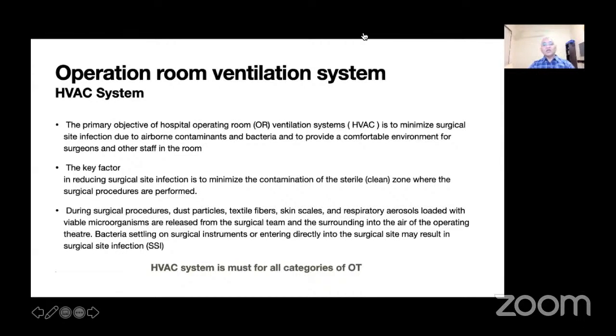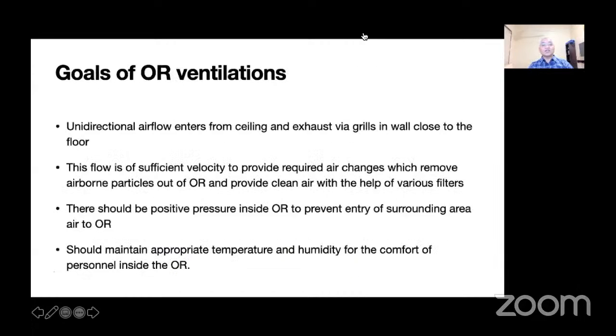During surgical procedures, dust particles, textile fibers, skin scales from the operating room persons, and respiratory aerosols, which are loaded with viable microorganisms, are released from the surgical team. And they are released into the surrounding air of the operation room. Those bacteria and other microorganisms which settle on the surgical instruments, or which can directly enter the surgical site, may result in surgical site infection.